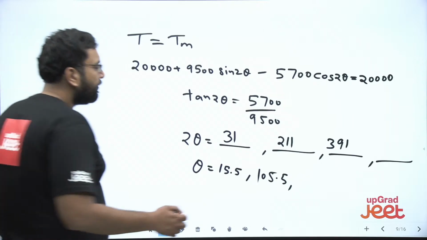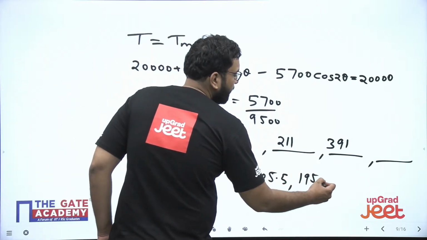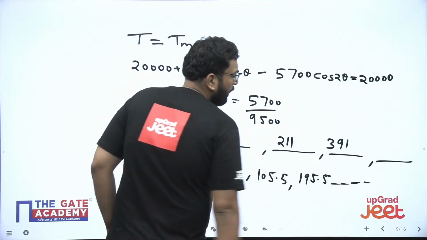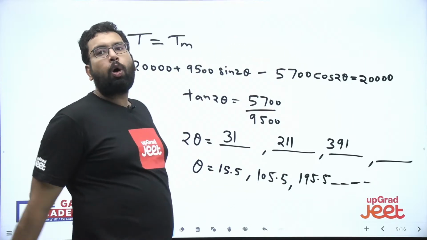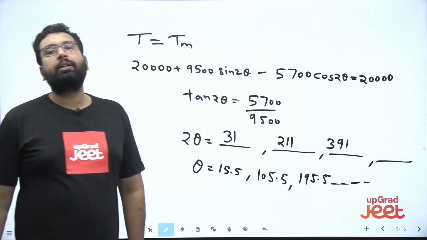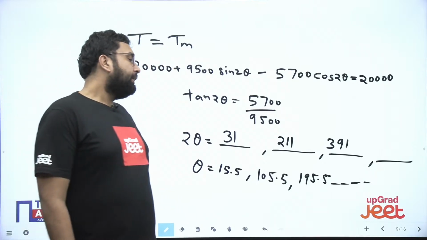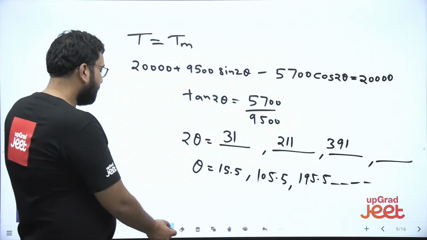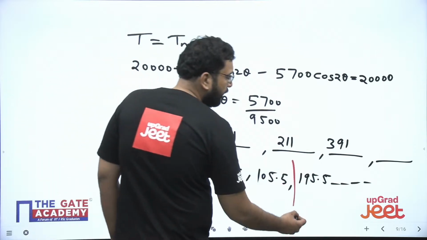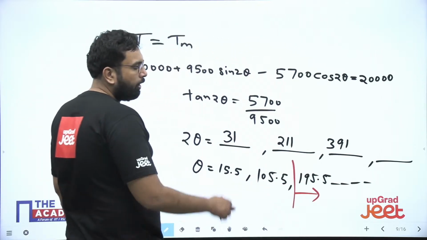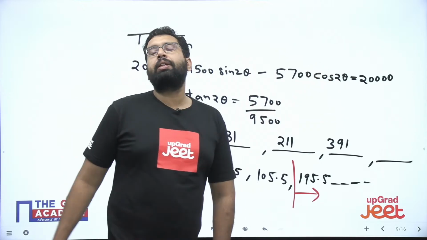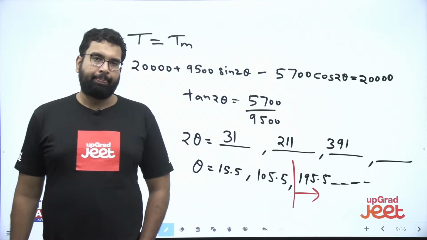So we are getting 195.5, right? And so on. Okay, so at all these points, this curve will be intersecting the T mean line. But if you see, this goes beyond the range. It already crosses the cycle because our cycle is from 0 to pi, right?